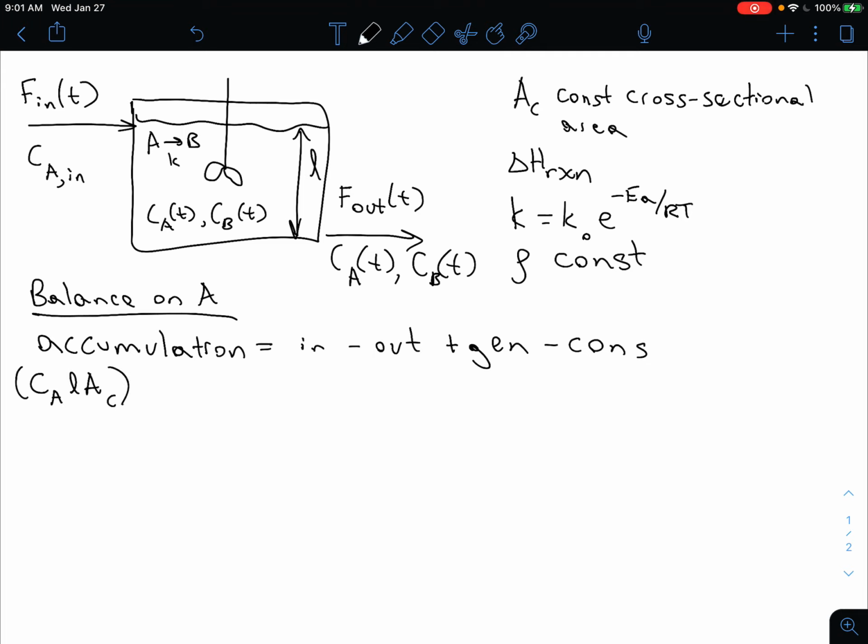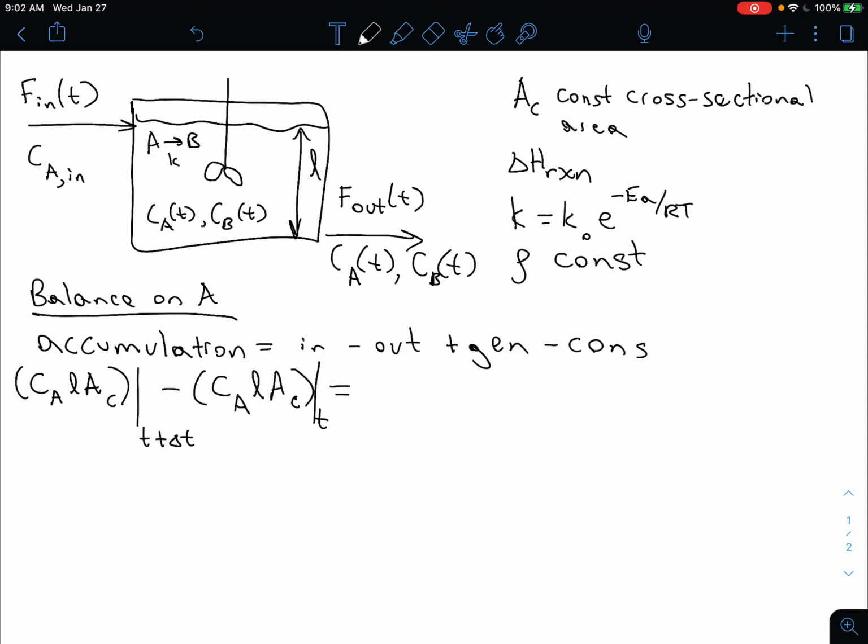And if we're talking about accumulation, we're going to define this at some time t plus delta t. We're looking at accumulation over some small interval of time, delta t. So we take the same quantity. Let me fix that L. And we evaluate the same quantity at time t. So accumulation is how much more A is there at time t plus delta t versus time t. And here are the reasons why it would change.